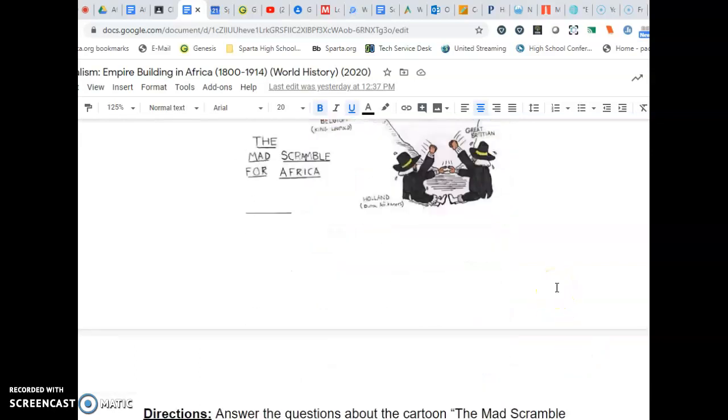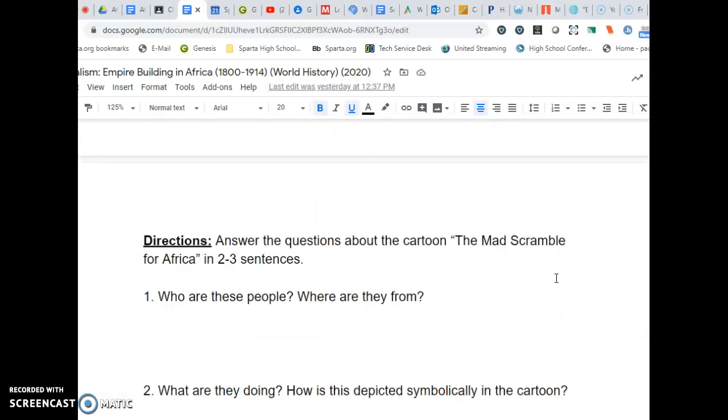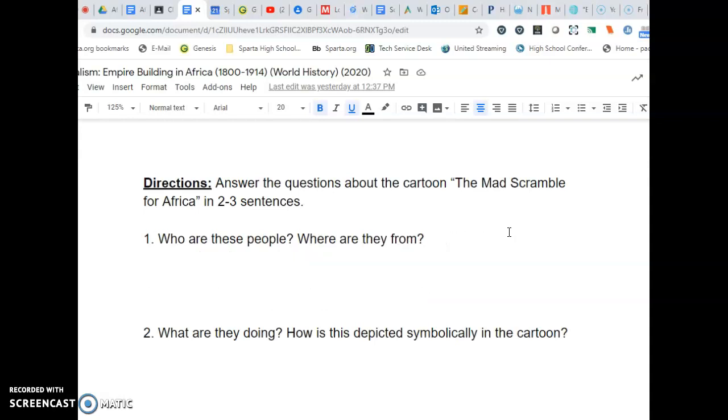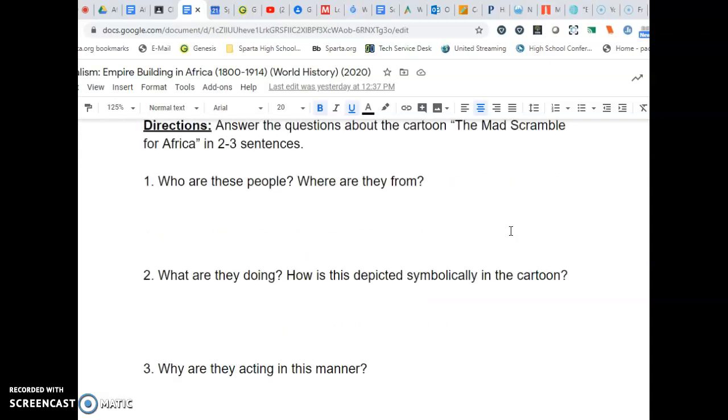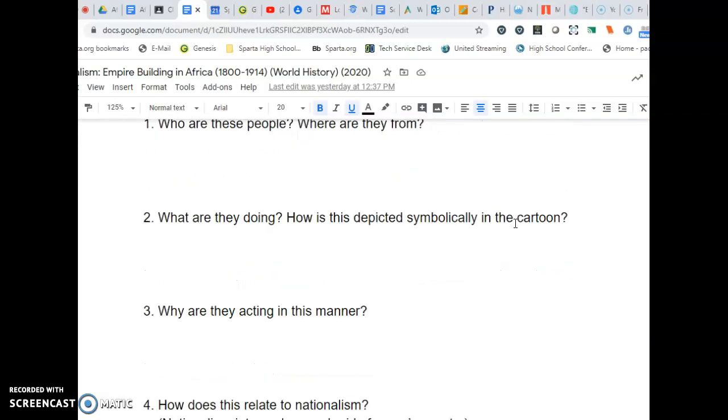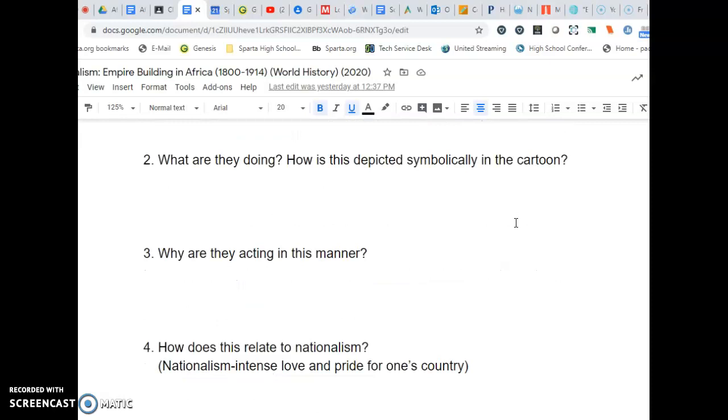nations. What you're going to be doing by Sunday and submitting to us, which we will review with you at our next live session on Tuesday, are these questions. Make sure that you're responding to these questions in 2 to 3 complete sentences. Who are these people? Where are they from? What are they doing? How is this depicted symbolically in the cartoon? Why are they acting in this manner?